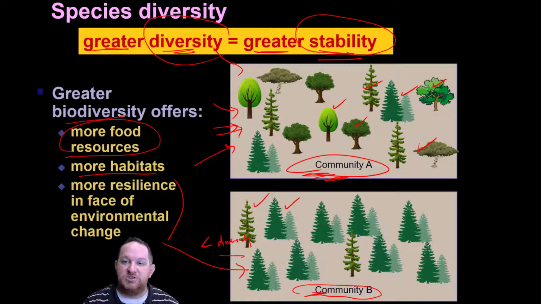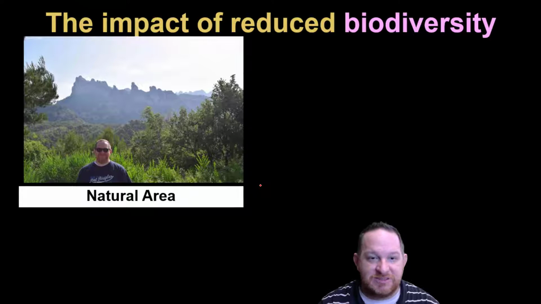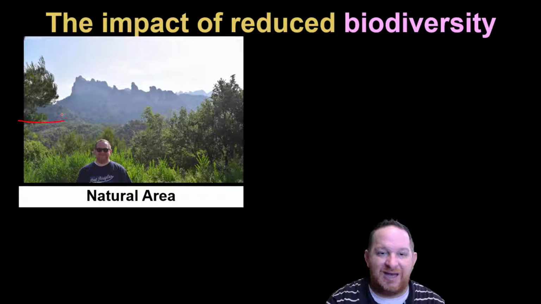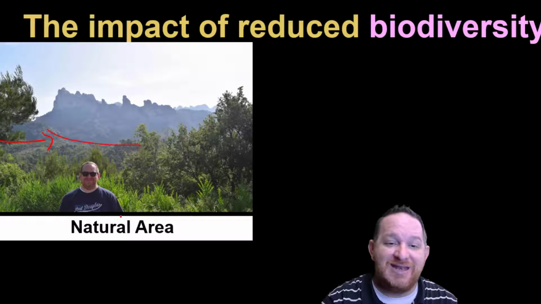So let's talk about the impact that this biodiversity has. A few years ago when I was in Spain, I took this picture, and I thought this really represents a really nice natural area, right? This has not been particularly landscaped. It's just different species. And you may remember from the previous video, there's grasses and trees and maybe a climax forest community. So there's a lot of biodiversity in this natural area.